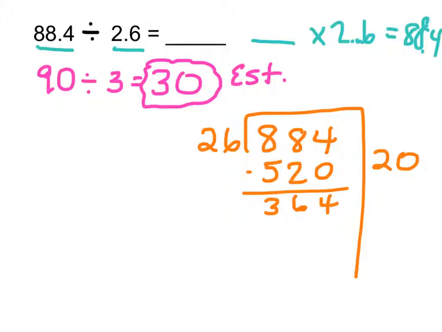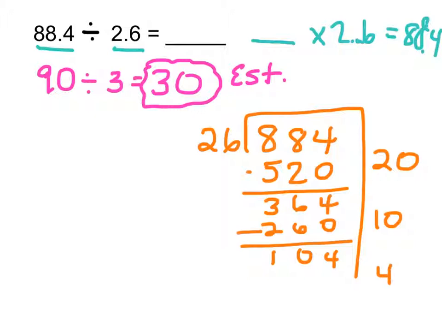now I have 364. So let's do a group of 10. That will get me 260. And now I'm left with 104. Well, I said earlier I know that two groups of 26 is 52, and I know 52 doubled is 104. So that means that four groups of 26 is actually 104. So when I subtract, I have no remainders. When I add all of these up, this is 34.